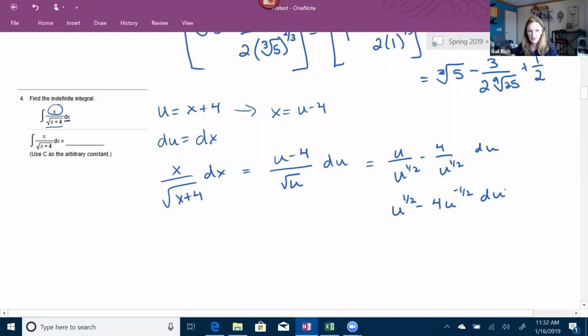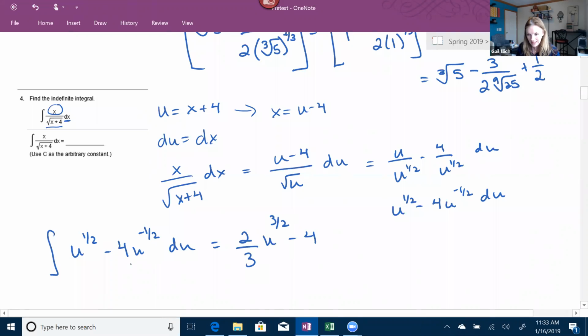Now, I'll be able to integrate this using the power rule. So I'm going to integrate u to the 1/2 minus 4u to the negative 1/2 du. Just using the power rule, add 1 to the exponent and put it over it. 1/2 plus 1 is 3/2. When you divide by 3/2, that's the same as multiplying by 2/3. So this is going to be 2/3 u to the 3/2.